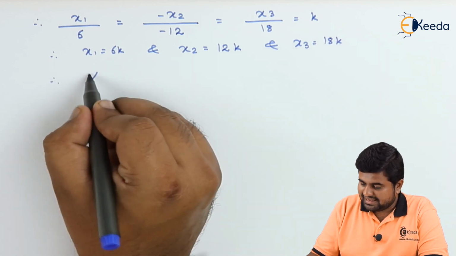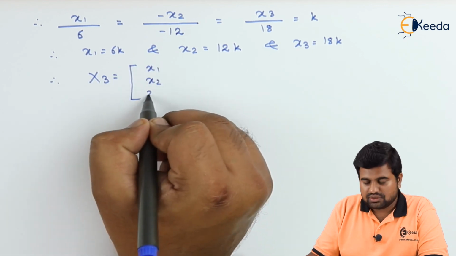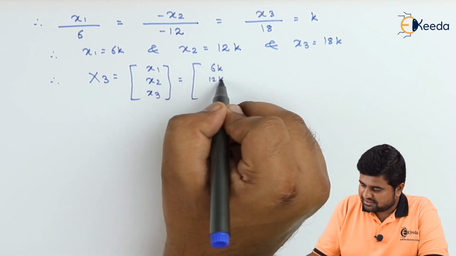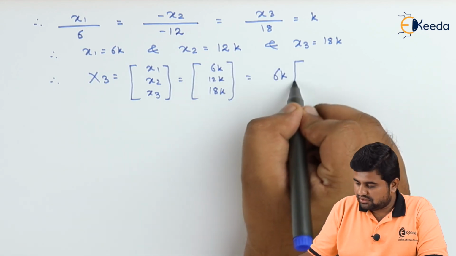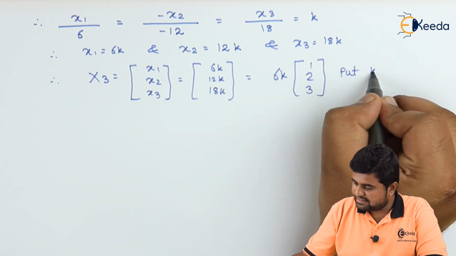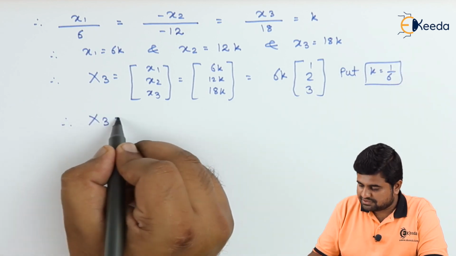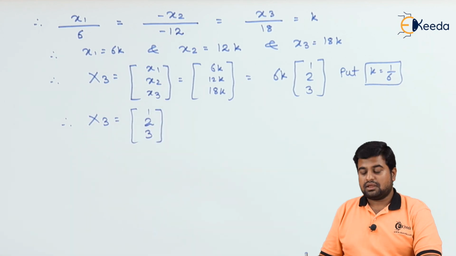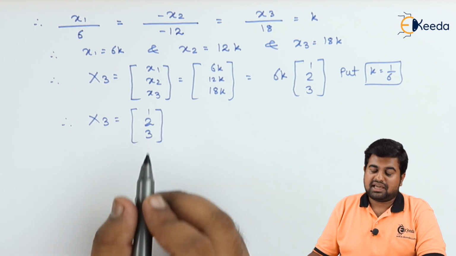Therefore, the third eigenvector x3 would be x1, x2 and x3, which is 6k, 12k, 18k. Now I'll take 6k out, and I'm left with 1, 2 and 3. Now we'll put k is equal to 1 by 6. Therefore x3 becomes 1, 2 and 3. So this is the third eigenvector for the particular value lambda is equal to 7.